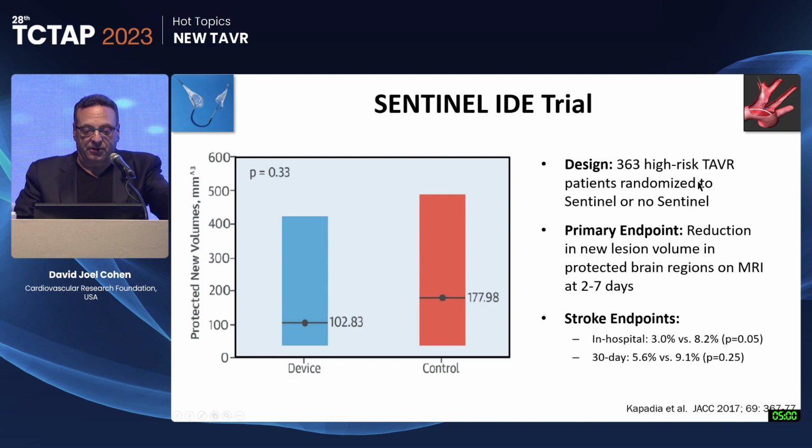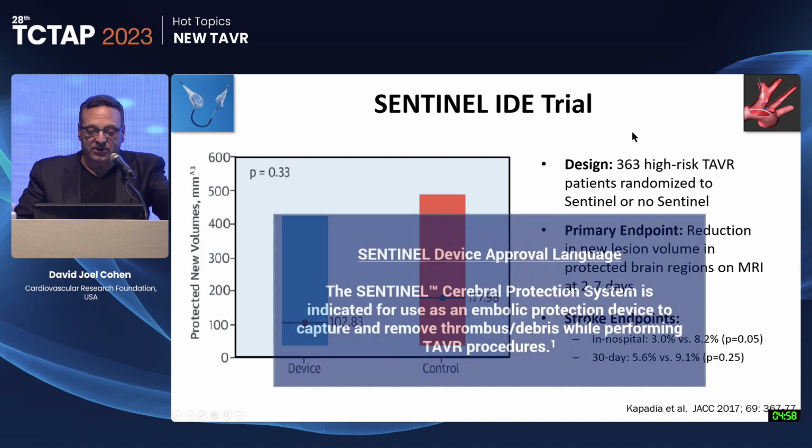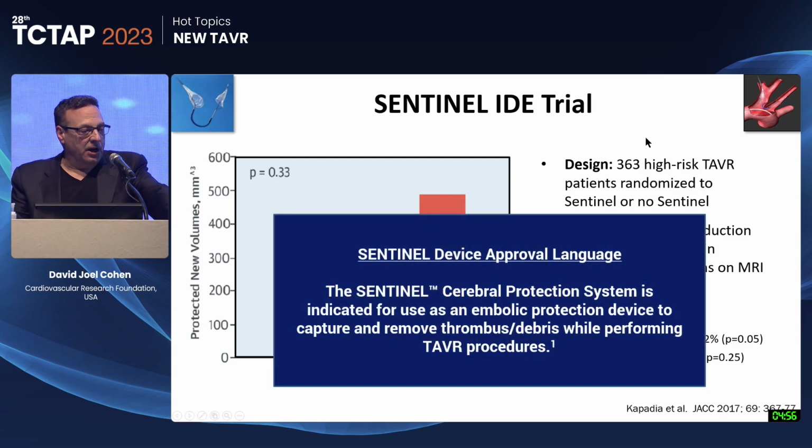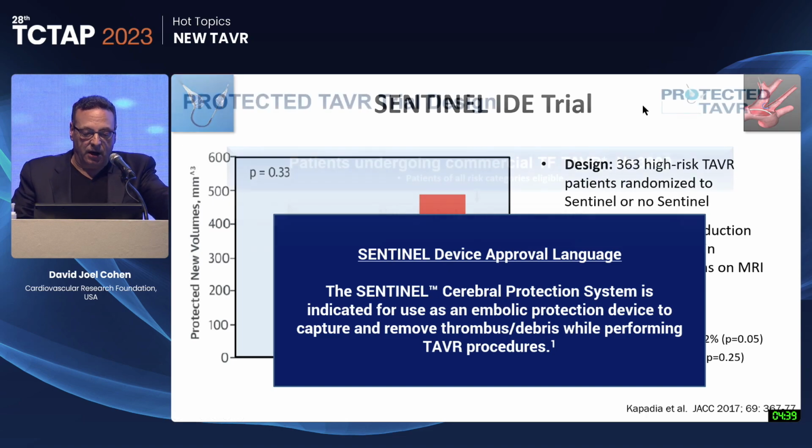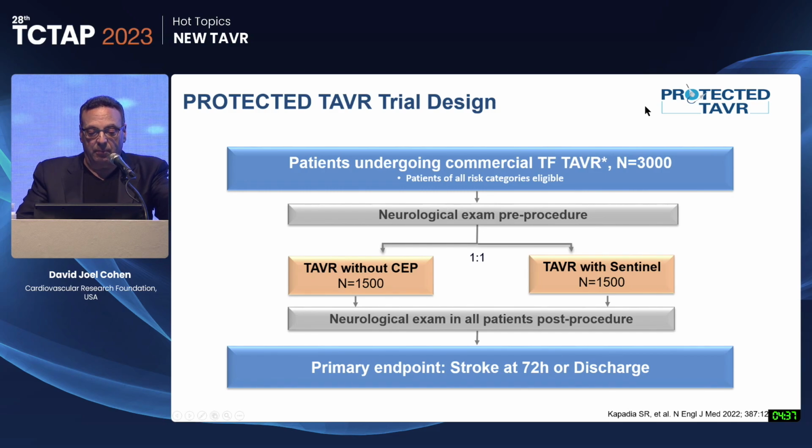And so as a result of this trial, when Sentinel was approved in the United States, it was approved with this label, which says that it's approved for capturing and removing thrombus and debris. So the FDA was very literal. We can retrieve debris, and that's what it was approved for, but not for reduction in stroke, not for reduction in brain injury by imaging.